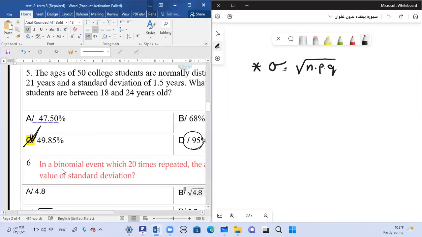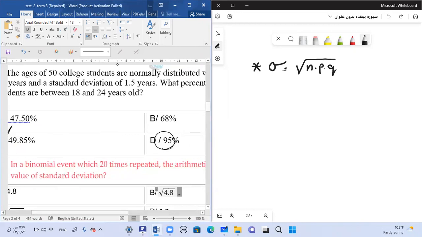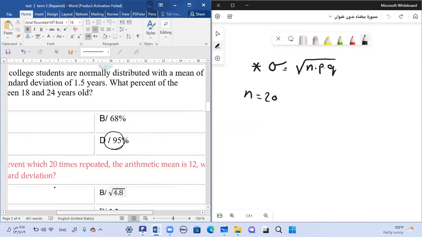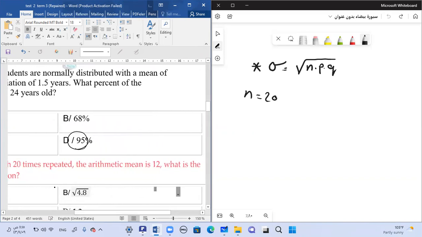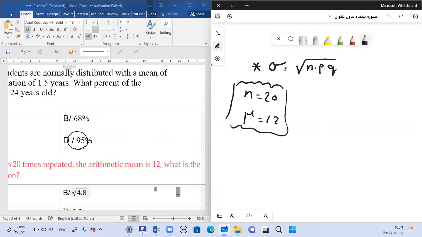The exercise says what? The experiment is repeated n times, so n equals 20, and the arithmetic mean equals 12. What is the meaning of arithmetic mean? Mu equals 12. This is given in the exercise. How can you find the standard deviation? Yes, sigma is the square root of n times p times q, but I don't have p or q.